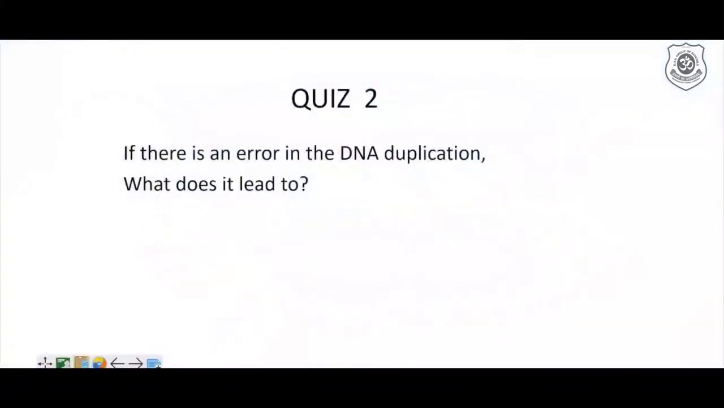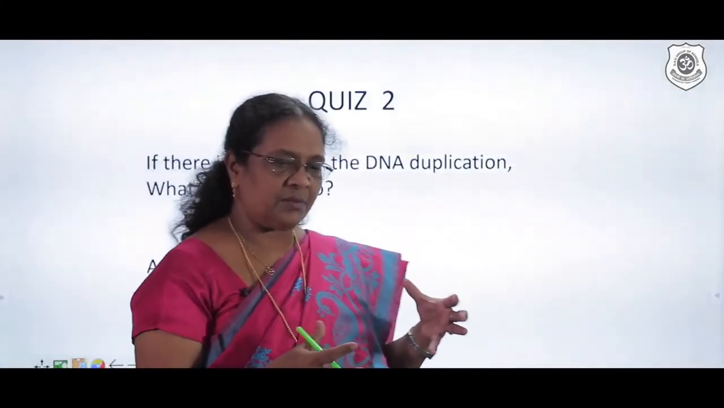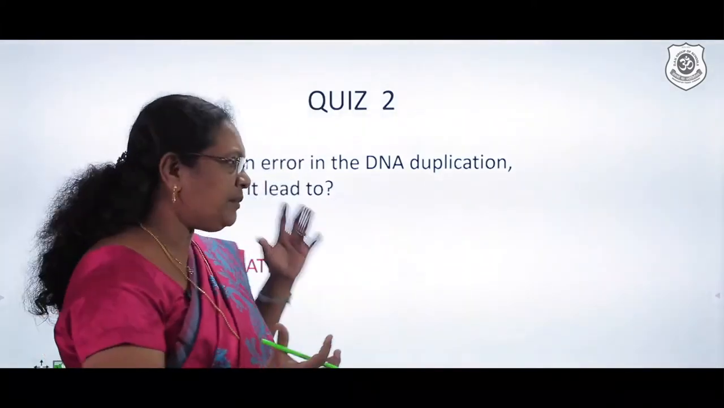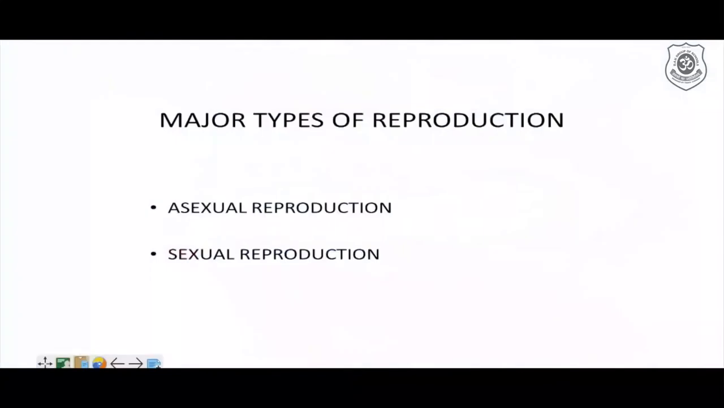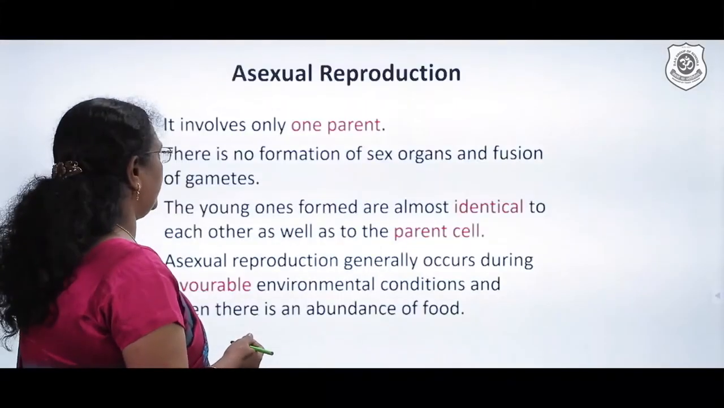We quickly go for another question. If there is an error in the DNA duplication, what does it lead to? Your answer is correct. It is leading to variation, which is making an organism survive. Fine. So we were just studying something about DNA and its variation. We'll get into the topic a little deeper. I'm still continuing with my introduction, where we're going over the major types of reproduction. The major types of reproduction are two. We call them asexual reproduction and sexual reproduction.